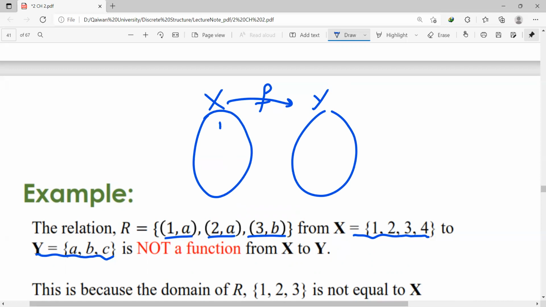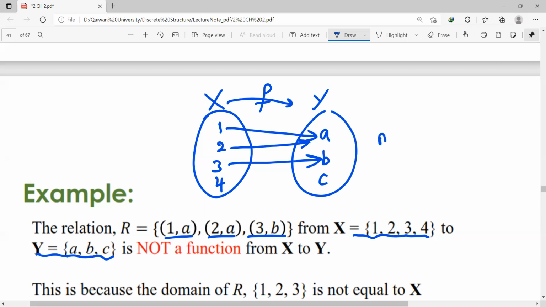How many elements do you have in X? 4: 1, 2, 3, and 4. And the elements of codomain are A, B, and C. Here the relation is defined by 1 goes to A, 2 goes to A, 3 goes to B. We have an element in X which has no image. 4 has no image. So in this case, that's not a function.